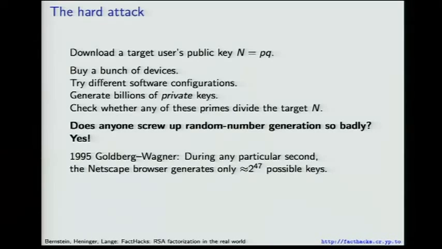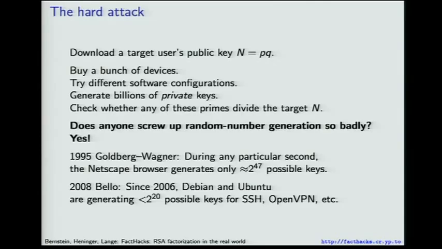Goldberg and Wagner totally broke the original Netscape generation of public keys. There are only something like 2^47 possible keys, which was a countable number. So they could figure out all the possible keys that Netscape could generate if they knew when you generated a key, which was often very predictable. Another example, the Debian bug, the horrendous failure for SSH and lots of other applications from a few years ago. Debian and Ubuntu for a year and a half were generating only, well, fewer than a million possible public keys. So complete disasters of random number generation.